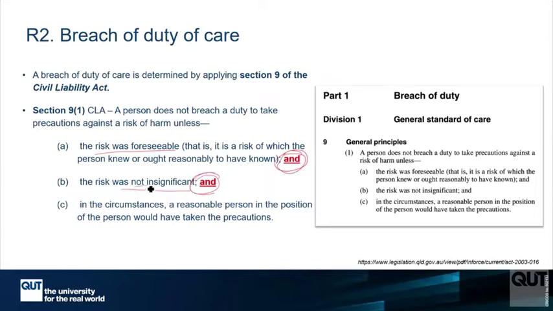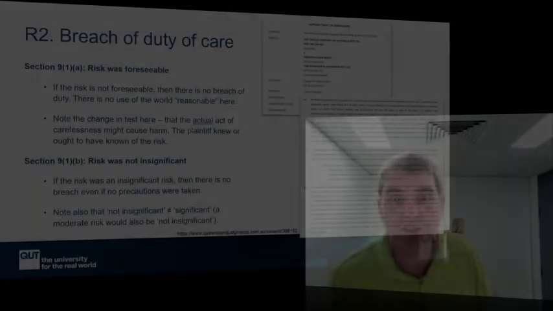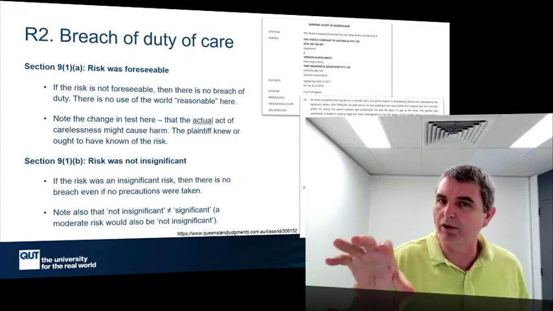That's really interesting, not insignificant. It doesn't mean it needs to be a significant risk. It just needs to be not insignificant. And then finally, in the circumstances, a reasonable person in the position of the person with the duty of care would have taken precautions. Now, this reasonable person is what we call an objective test. It's not whether the person thought they should have taken precautions. That would be a subjective test. Here it's an objective test. Would a reasonable person have taken precautions? So Section 9.1 sets out these three elements, but let's have a look at them in a little more detail because they're a little more complicated than they might first seem.